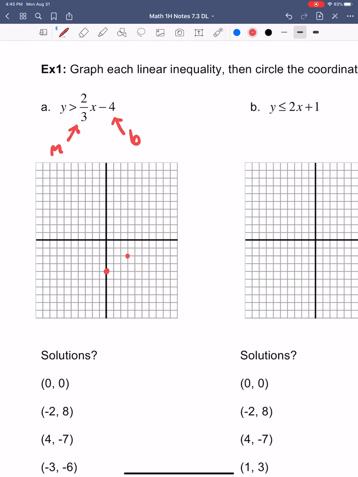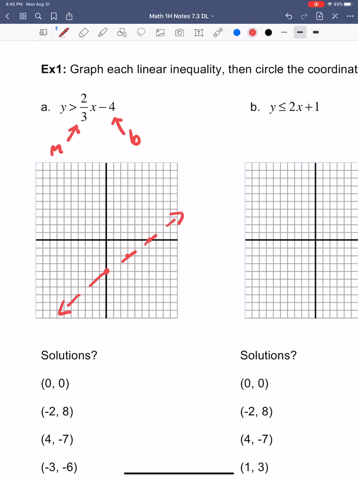And I can keep doing that if I want. Right, up 2 over 3. And we end up with this line. But we need to pay attention. Okay, is this going to be a solid line or a dotted line? In this case, there's no or equal to bar there. So this is a dashed line or a dotted line. So we'll go ahead and make this line just like we normally would, except it's going to be dotted.